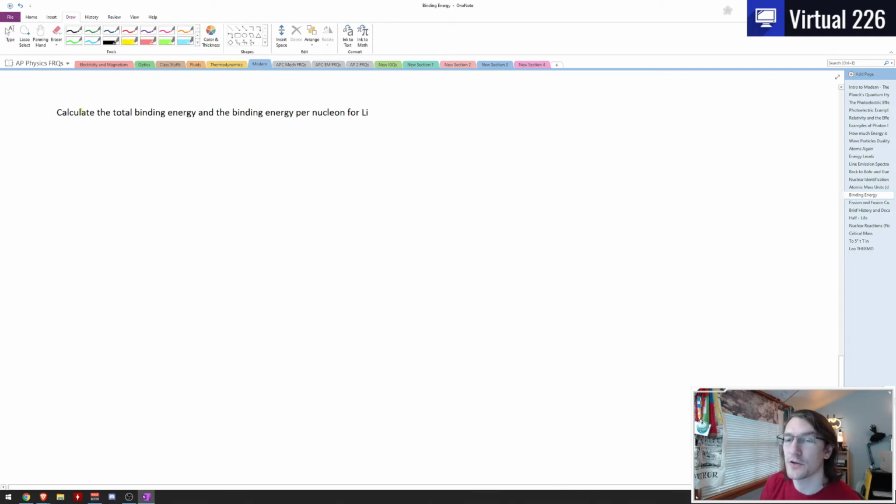Okay, so we are calculating the total binding energy and the binding energy per nucleon for lithium. And while it's not written here, lithium, if you recall, is the third element on the periodic table. So it has 3 protons, and as a result, it has 3 neutrons to keep it stable. So we have an atomic mass number of 6.